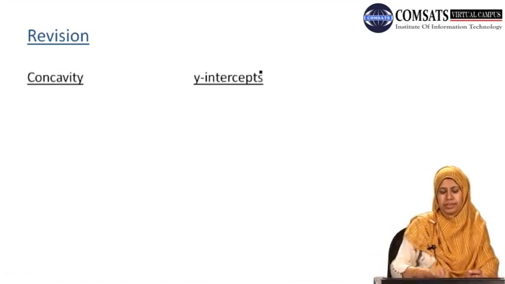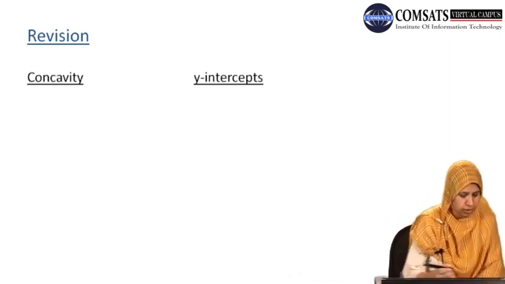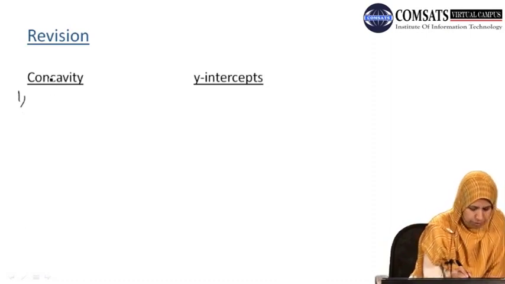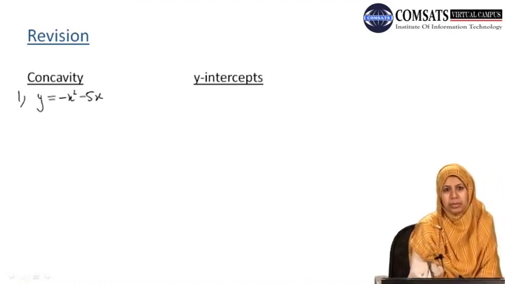Now, the next thing which we discussed in our last lecture was about the concavity of the quadratic function, y-intercepts and the x-intercepts. You will recall them, revise them as well. For example, we have a function y equals to minus x square minus 5x. Then what can we say about the concavity of this given function?